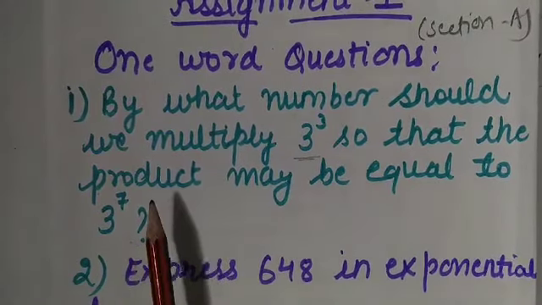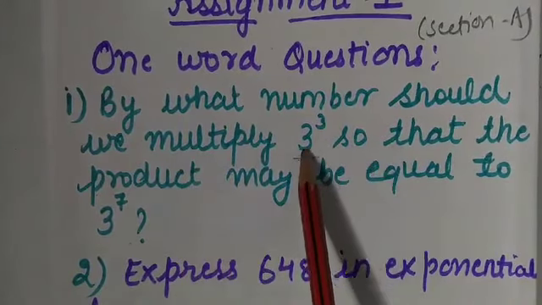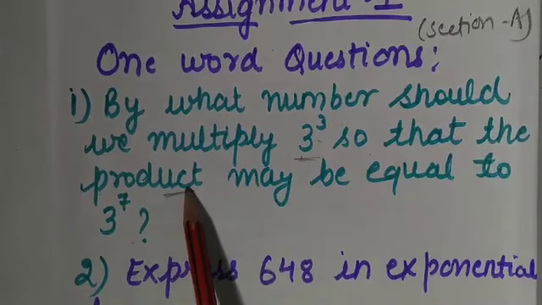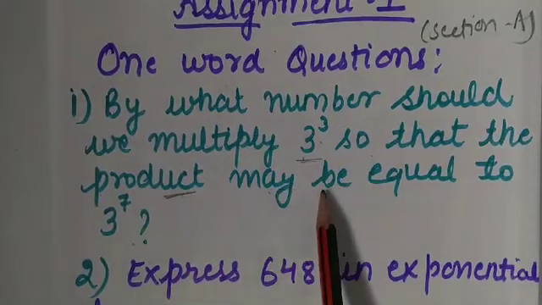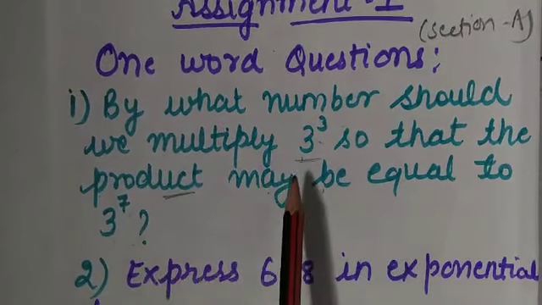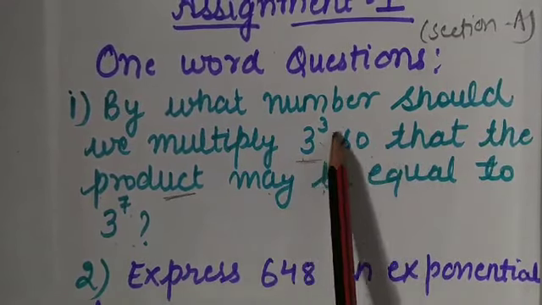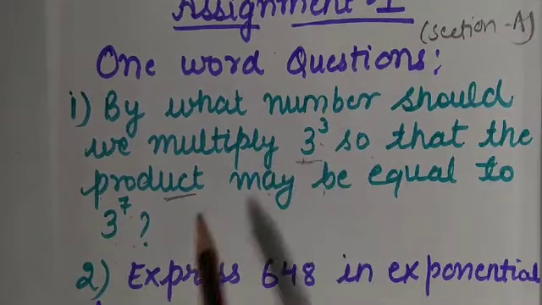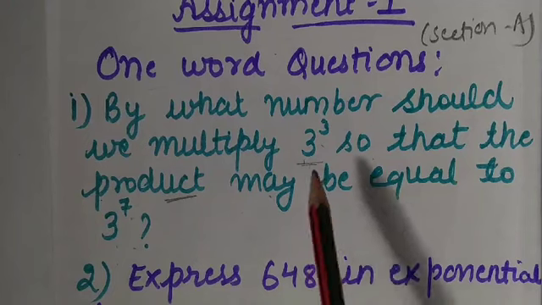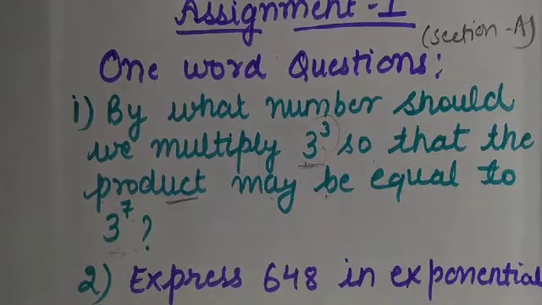Question number 1 we have is, by what number should we multiply 3 raised to the power 3 so that the product, meaning the multiplication, may be equal to 3 raised to the power 7. It means we have to find a number that should be multiplied with this number to get this one. So let us discuss the solution.